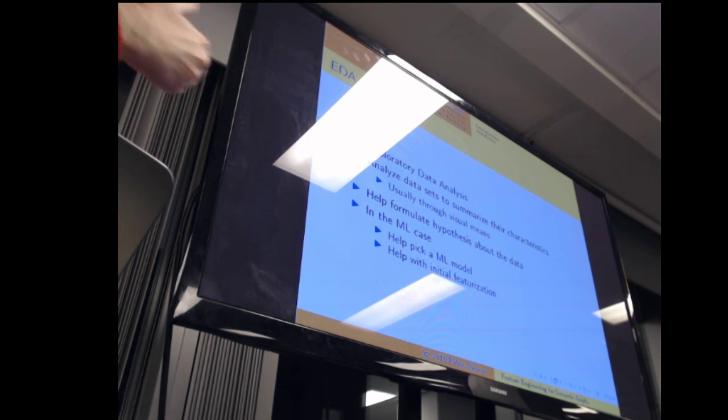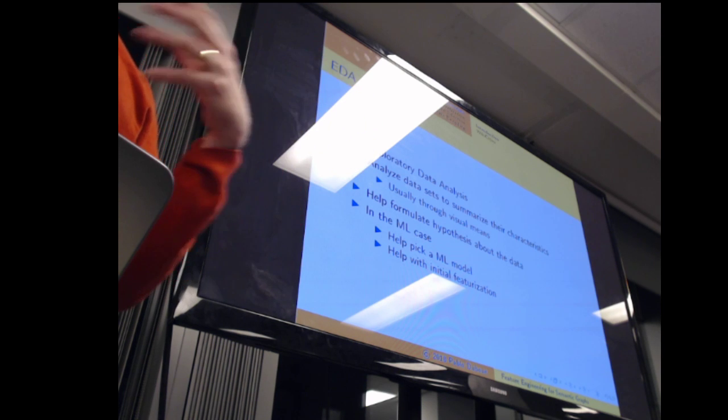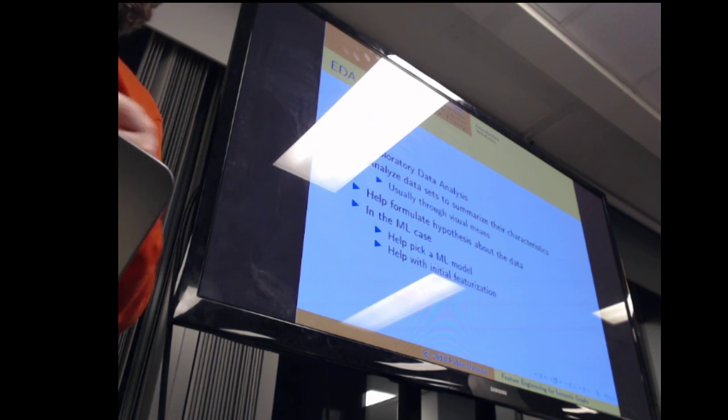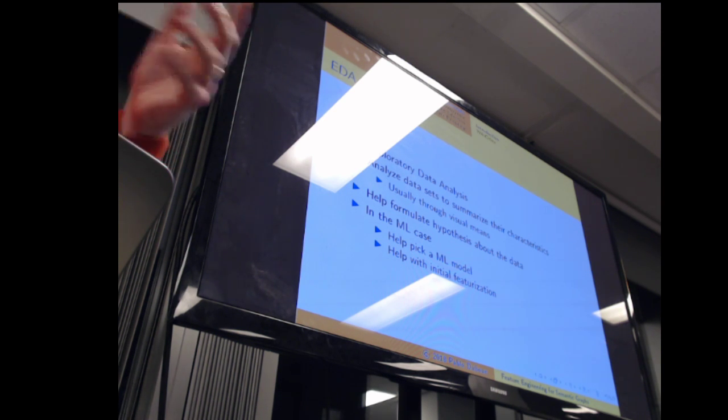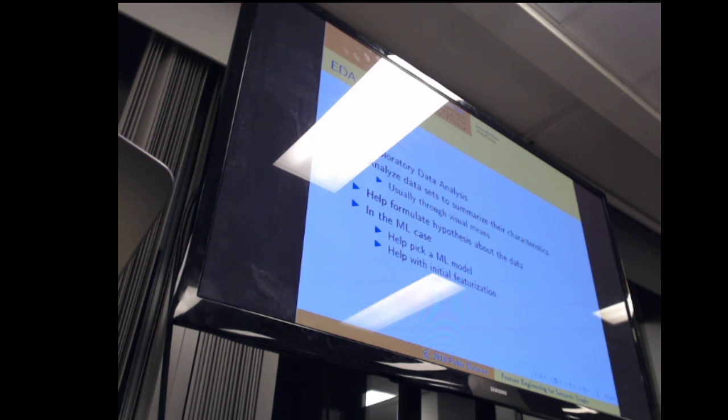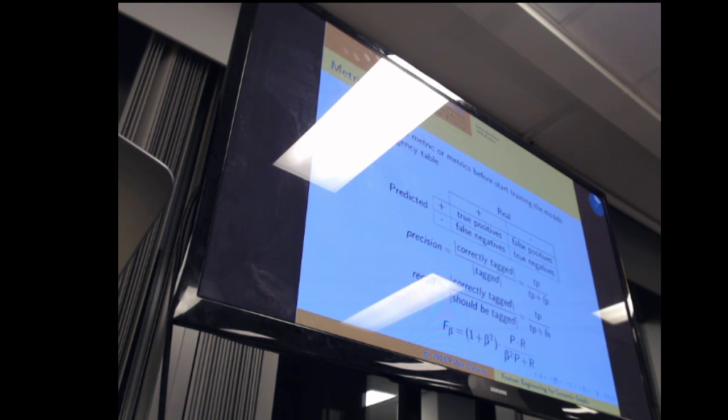So, as I was saying, the intention of exploratory data analysis is to analyze data sets and summarize their characteristics. It is usually done through visual means. You may want to plot things like the correlation between one feature, one column in your data, and the target value. At this stage, you're formulating hypotheses about the data. Oh, I think this column, for example, has a normal distribution. I think this column is growing exponentially, so most probably I want to apply a log function to it, and things like that. So in the machine learning case, when you do exploratory data analysis, you are trying to help pick the machine learning model you want to use and the initial featurization.